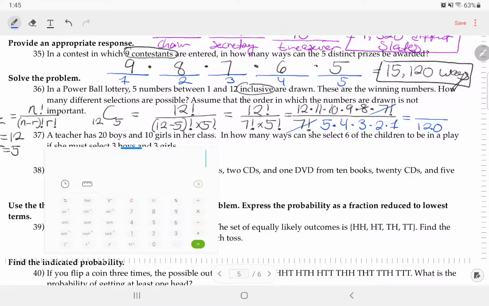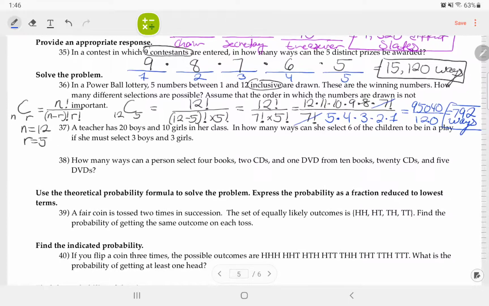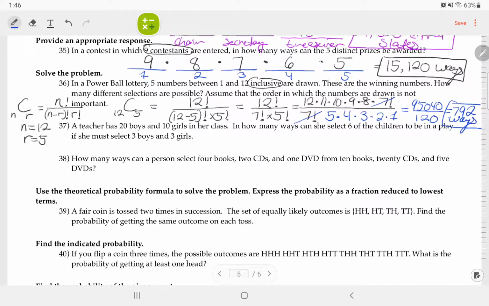We're going to multiply the numerator now. 12 times 11 times 10 times 9 times 8 is 95,040. Let's divide that. 95,040 divided by 120 equals 792. So the answer to number 36 is 792.